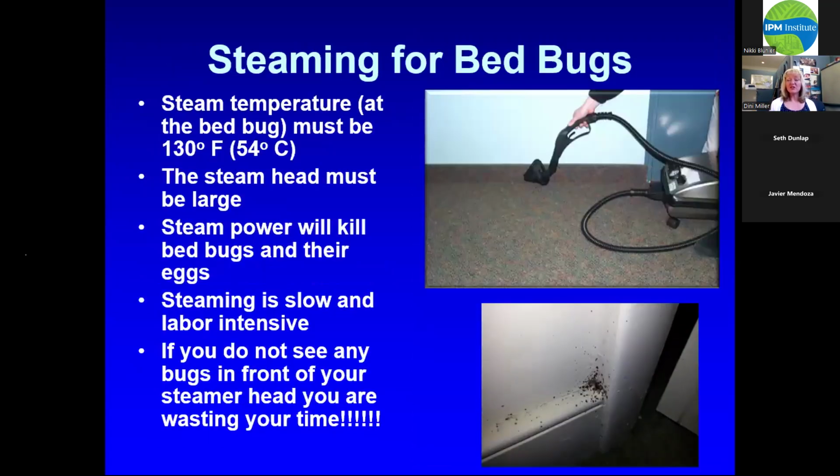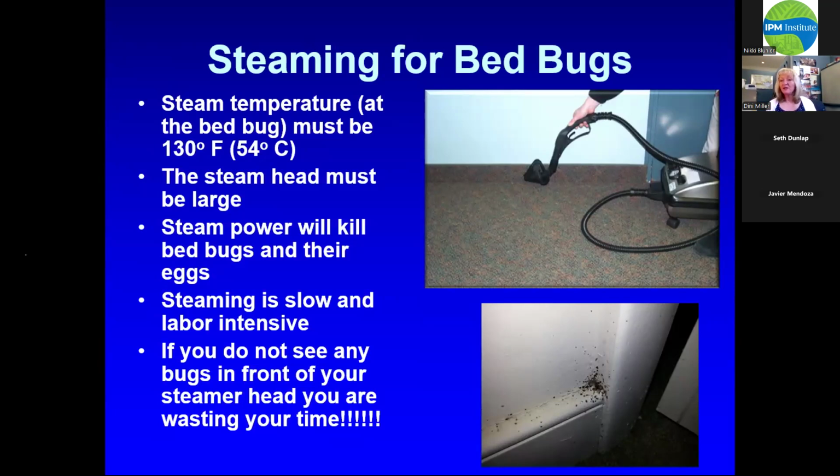Steaming works, but it's kind of a tedious process. Here, you can only move the steamer about 1 inch per second, and you need to have a large steamer head so the velocity of the steam doesn't blow the bugs around to the other side of the room. It will kill the eggs, but it's kind of labor intensive.